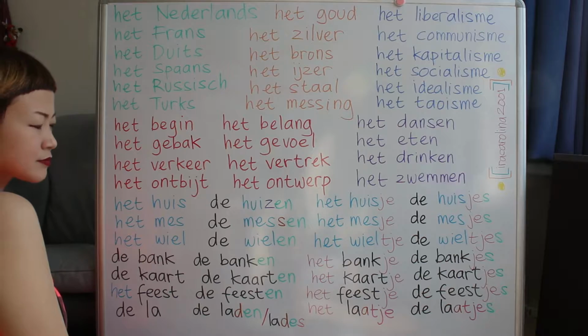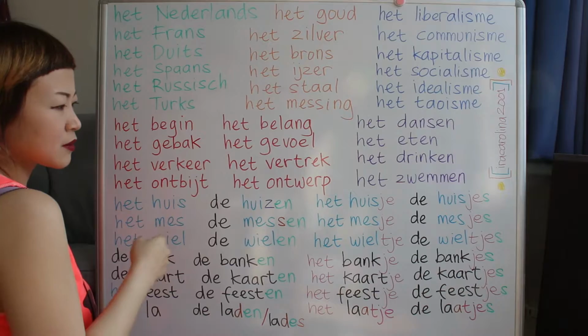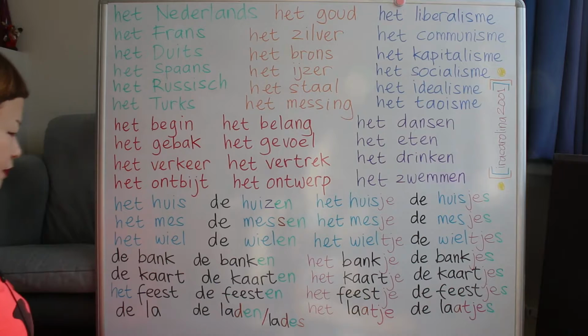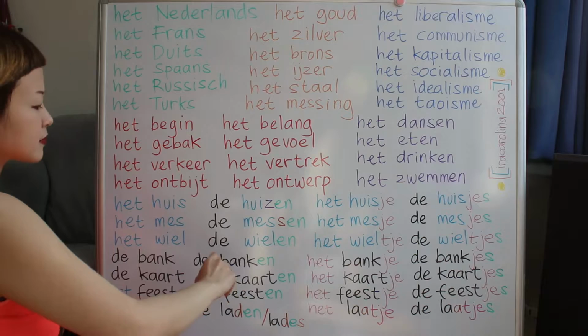If more than one, or plural, the meshes, even though they are little knives. Even though little, but more than one or plural, the meshes, all plural, the. Het wiel, the wheel. If more than one, wheels, de wielen.